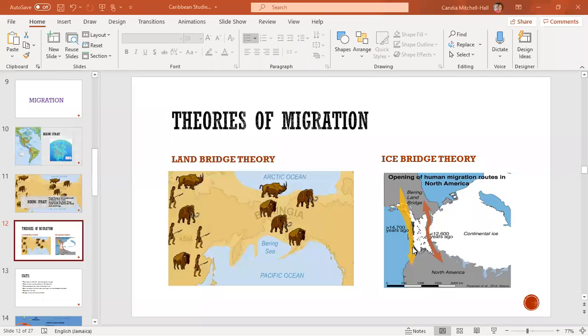All right, so my personal view on it, I really don't know. The one that sounds more realistic to me is the ice bridge theory. That's my view. But I'm not going to say I'm 100% correct, but there's a possibility that the land bridge is also correct. Elliot, what's your view on it?